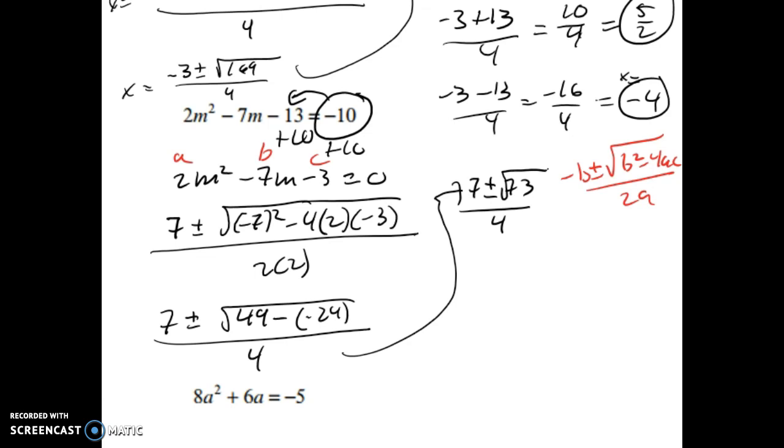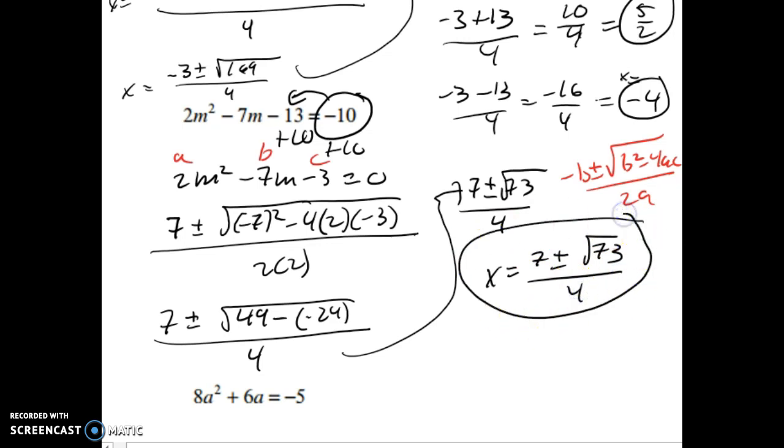If it could, we could go ahead and reduce this now, but it can't, so this is where we're stuck. 49 plus 24 is 73, that is correct. So that means x is going to equal this. We're not going to take it to any decimals or anything. This is what x is going to equal.